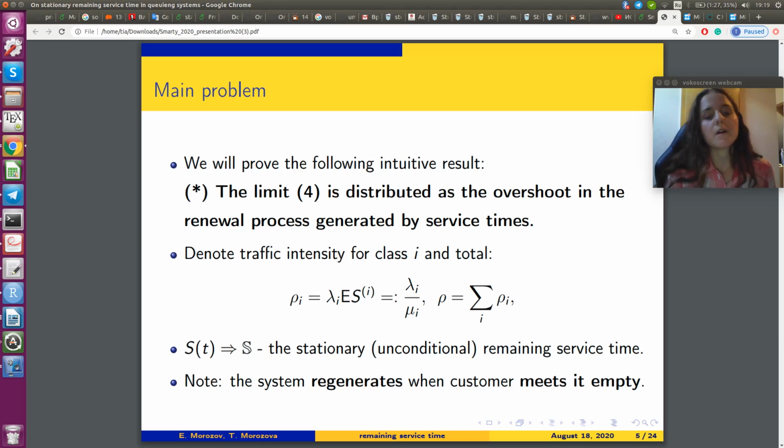We have to note as well that when we say the system regenerates, we mean that a customer comes to the system and finds it empty. This is a regeneration cycle.